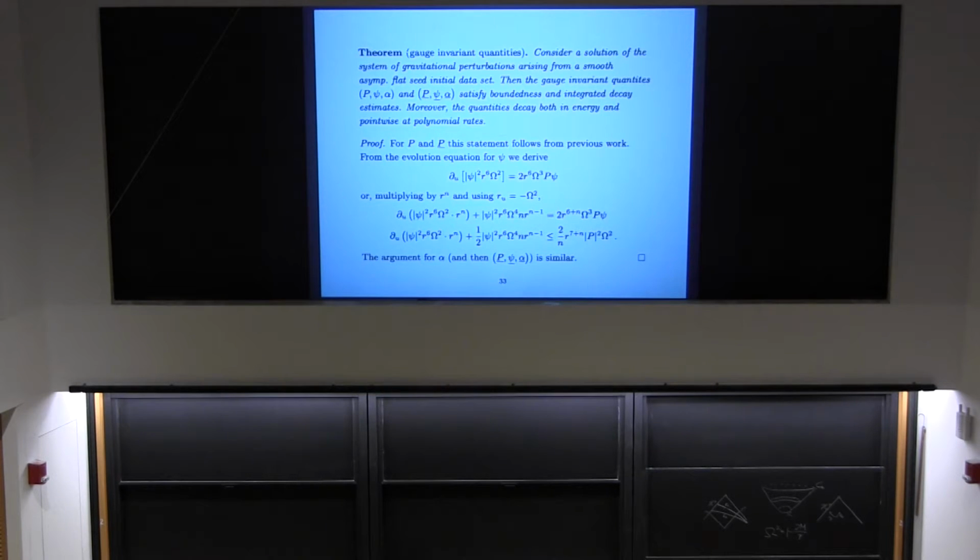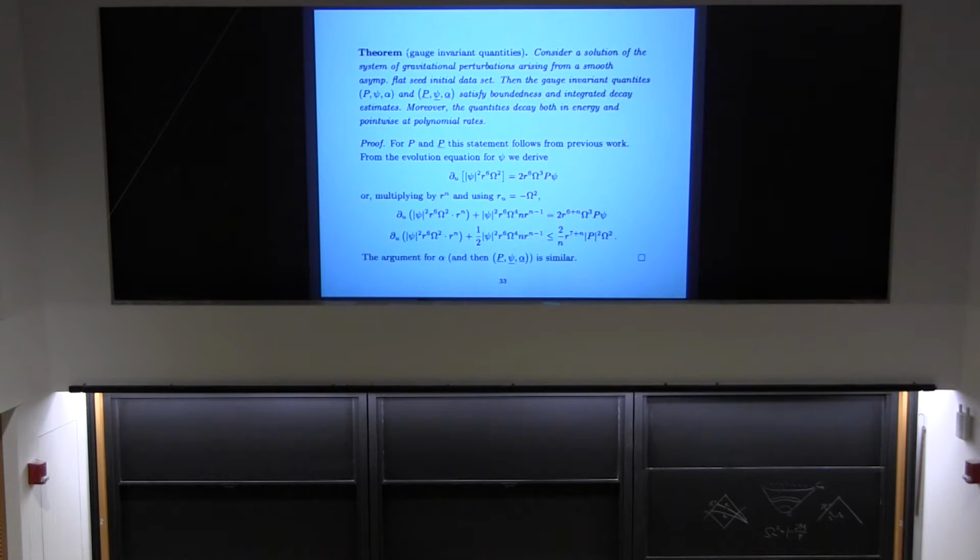So that's the first theorem, if you like, about the gauge invariant quantities. You look at a solution of the system of gravitational perturbations, which arises from this characteristic initial value problem, and then the gauge invariant quantities p, psi, alpha and p bar, psi bar, alpha bar satisfy boundedness and integrated decay estimates. Okay, and you can also get polynomial decay. And we do in the paper.